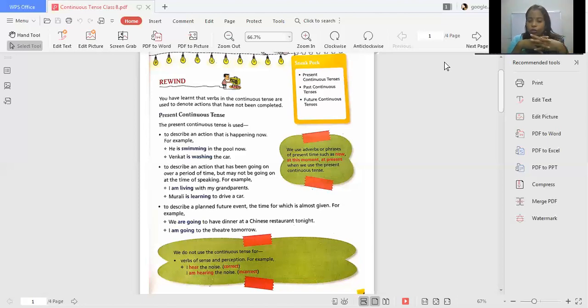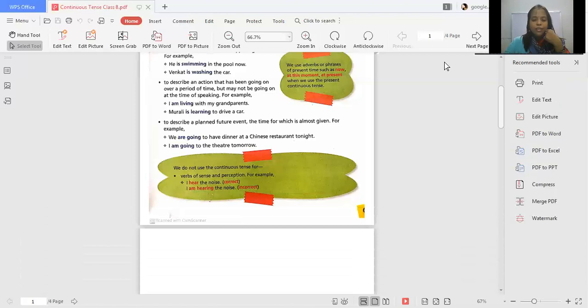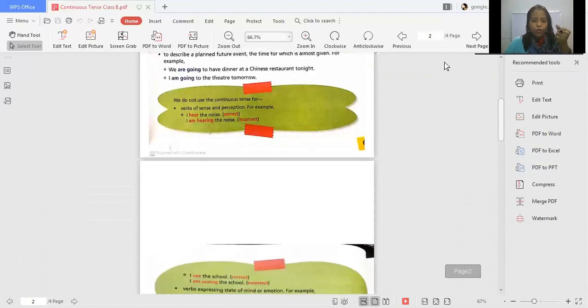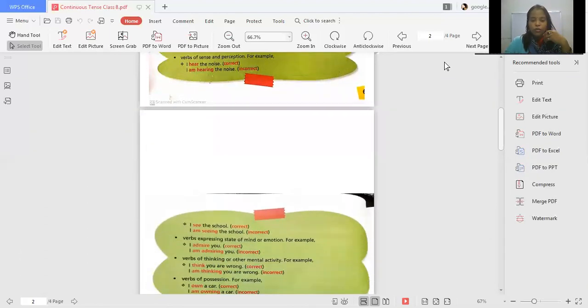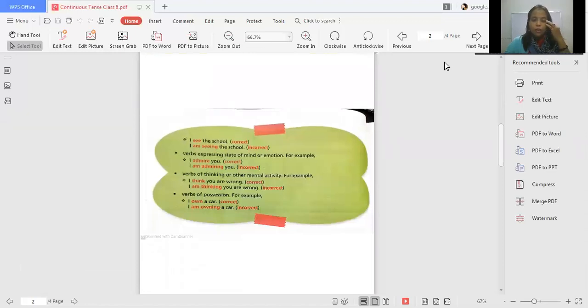Now, we don't use continuous tense for a few things. For verbs of sense and perception, that means if I say I'm hearing the noise, that is incorrect. I hear the noise or I listen to the music. Now, the next exception, where you should not use present continuous tense, is when the verbs are expressing the state of mind.